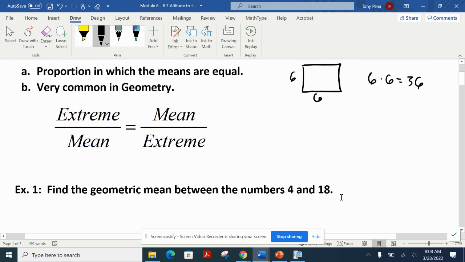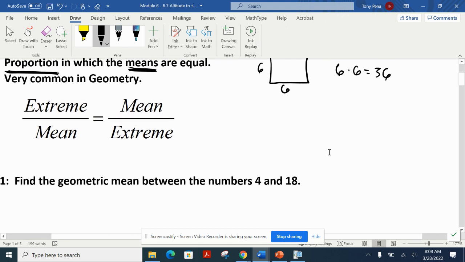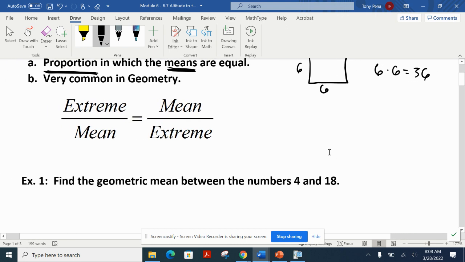Okay? So a geometric mean is a proportion. That's what we left off with. We were doing a bunch of those for the 2 or 3 weeks before break, in which the means, and we'll define what that means here in a minute, are equal to each other. It's very common in geometry, very common in business, and compounding interest, things like that. But here is the proportion that you're going to set up.